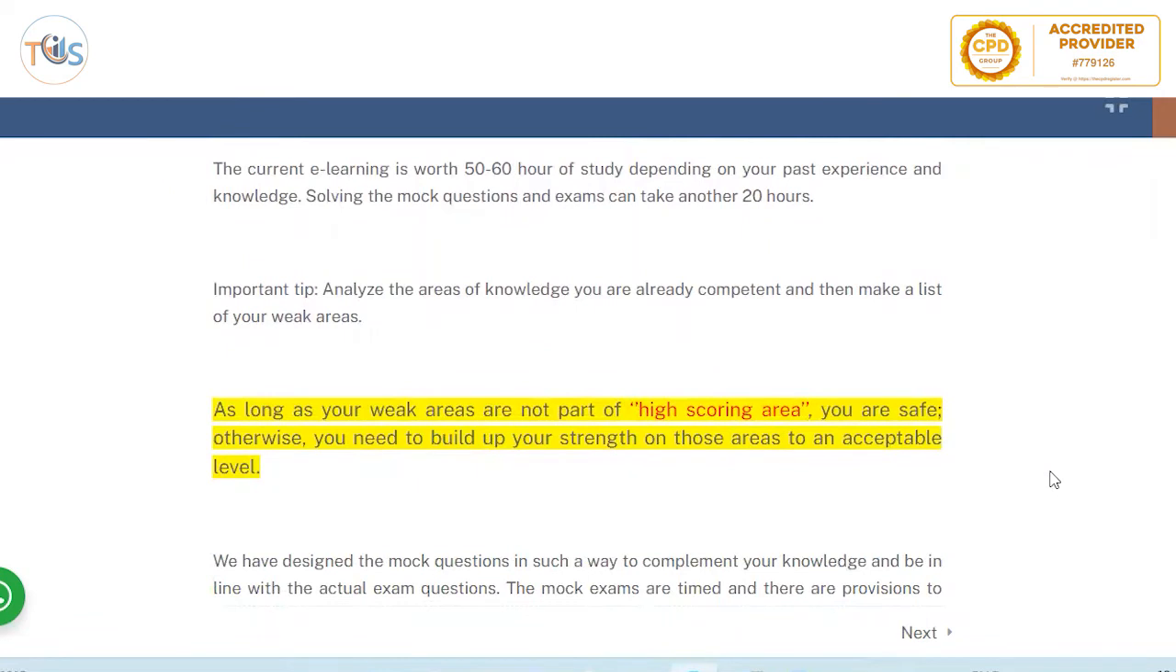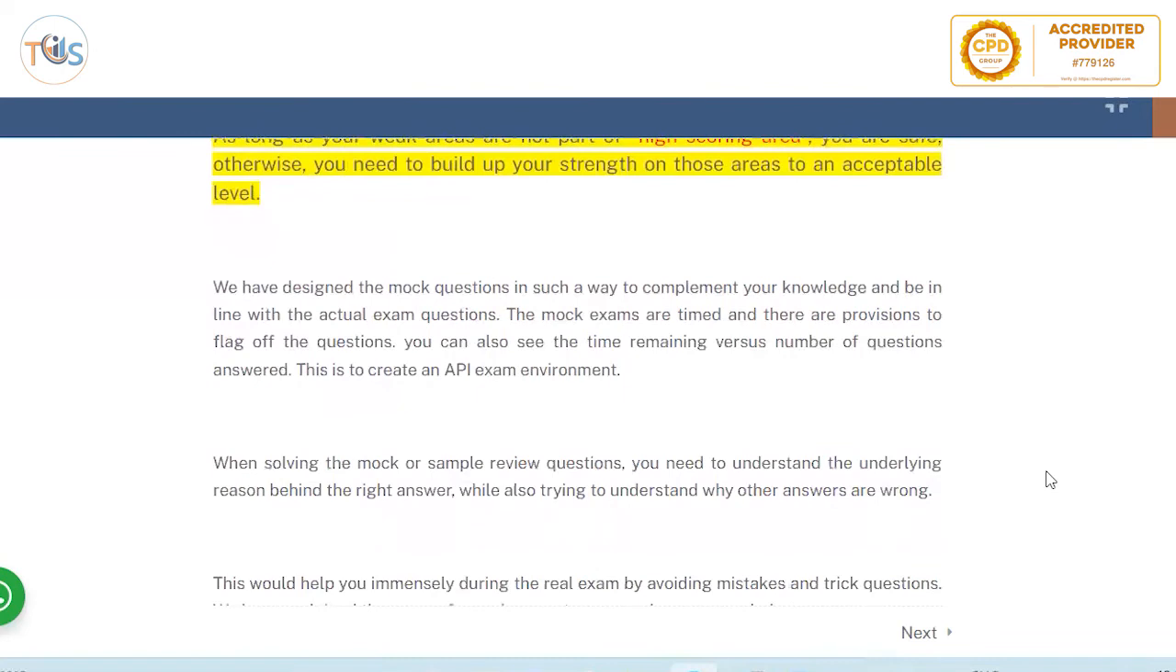It's very important that you analyze your area of knowledge, the areas where you're strong and the areas where you're weak. So as long as your weak areas are not part of the high scoring areas, you're safe. Otherwise, you need to build up on those areas to an acceptable level.